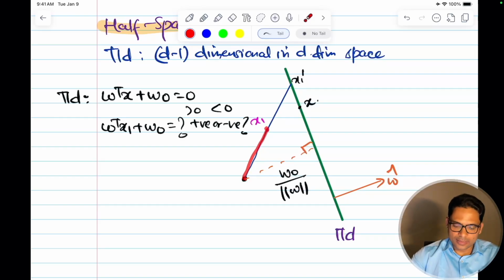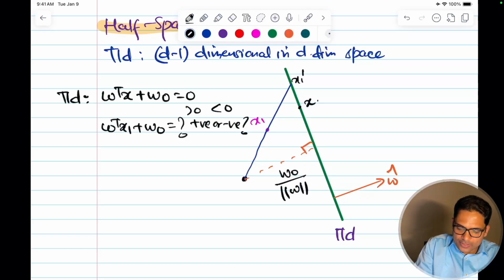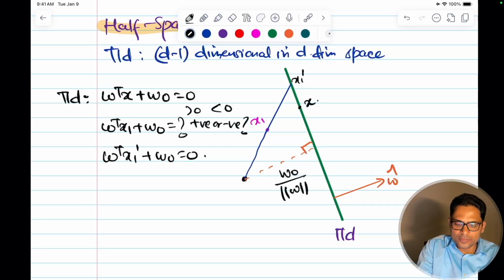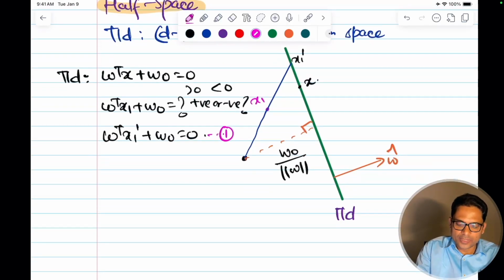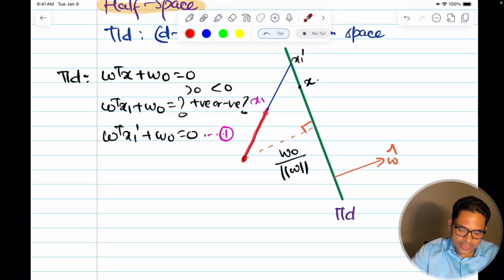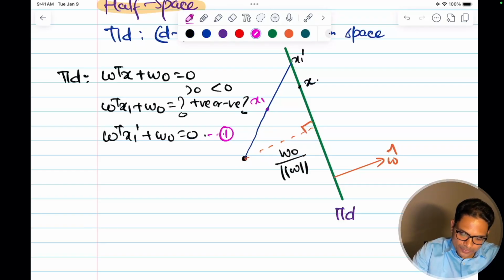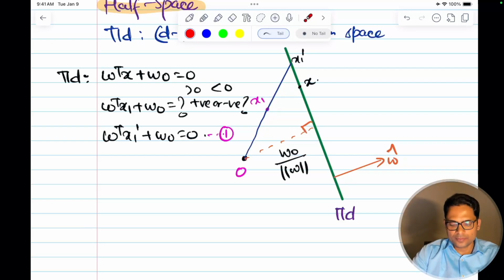Okay, so let's see. We know that, so see this distance. So there is x1 here, and the projection of this on the plane is x1 dash. So for x1 dash, we can say that w transpose x1 dash plus w naught equal to 0. This we know, right? And if you see here, if you project it here also, this distance from the origin, this is O, will be less than this distance. So the distance of this point from the origin is less than that of x1 dash. It is closer to the origin.